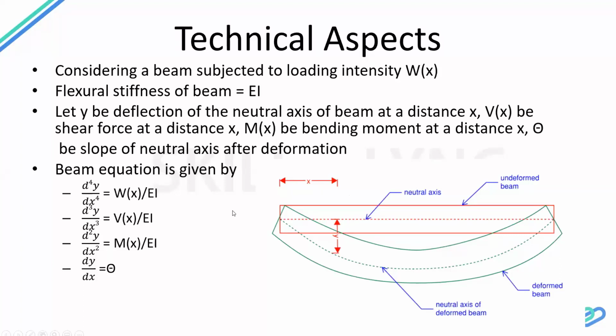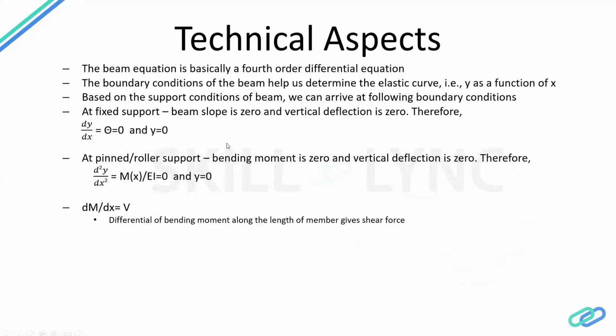Since we have a differential equation to solve for this beam, we also need a set of boundary conditions to solve it. That's where the support conditions come into the picture. For example, if you have a pinned support or a roller support, then at the supports, since you don't have the rotational degree of freedom locked, the moment over there would be zero.